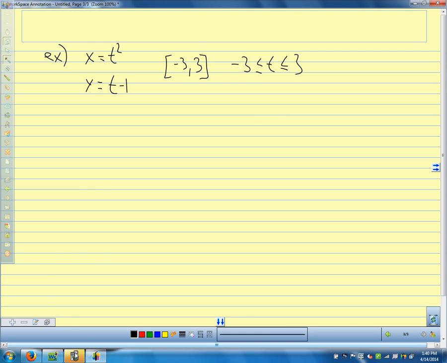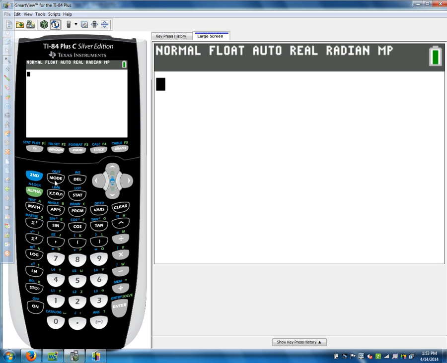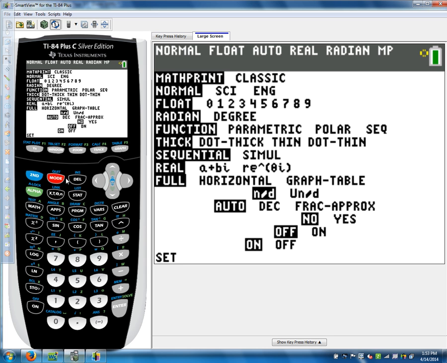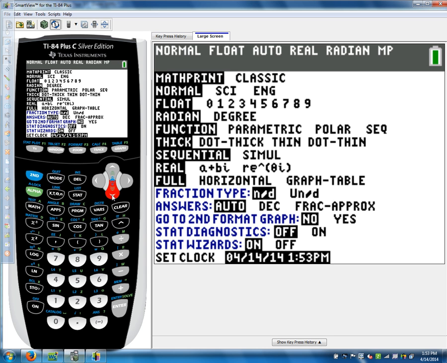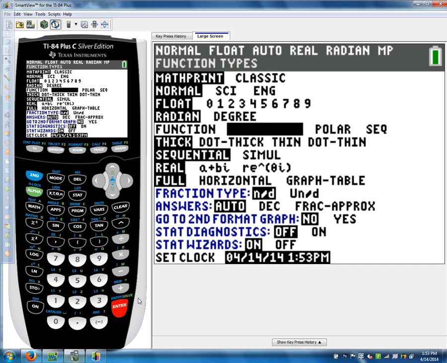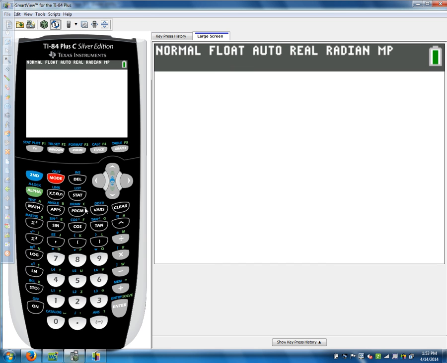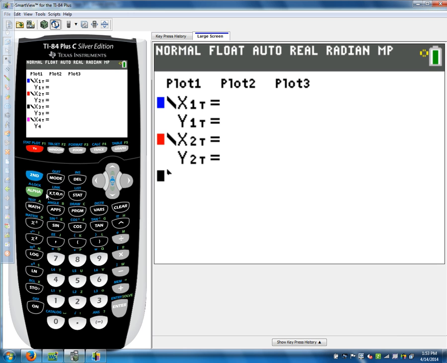So in our calculator, we're going to hit the mode button. And down here where it says function, we're going to go over here and highlight parametric, and hit enter. You want to go here in your mode, go down to function, and then arrow over to parametric. And then we're going to hit enter. Quit out of there. And now when I go to the y equals menu, rather than just a y1, y2, y3, I have an x1 and a y1. So that's our set of parametric equations.